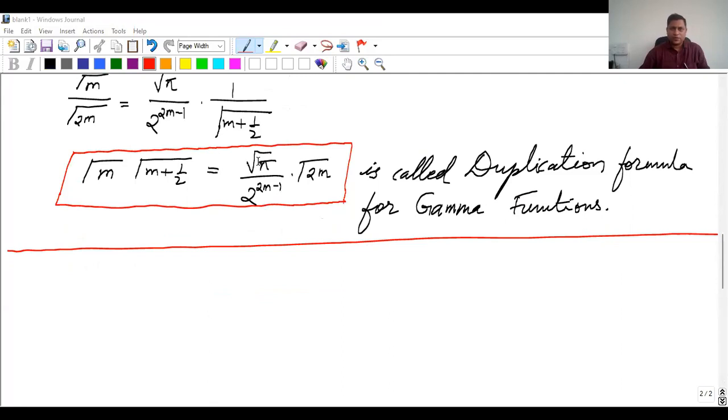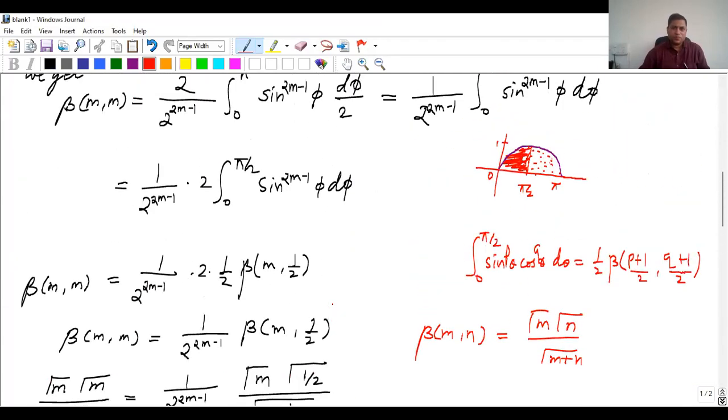Sir, actually, I have one doubt in this duplication formula. Can you please scroll up a little bit? Yes, sir. Actually, you have written the formula, that is integration of 0 to pi by 2 sine p theta cos q theta d theta. So can you, sir, please explain me from that step again?